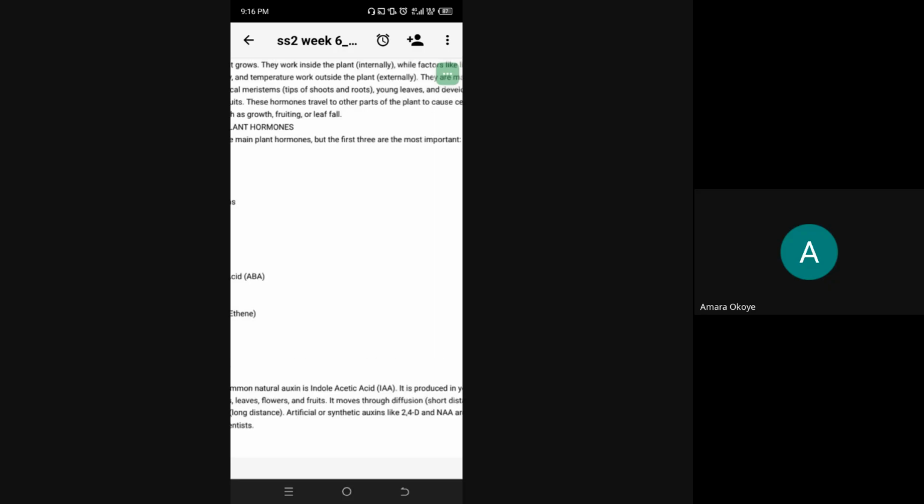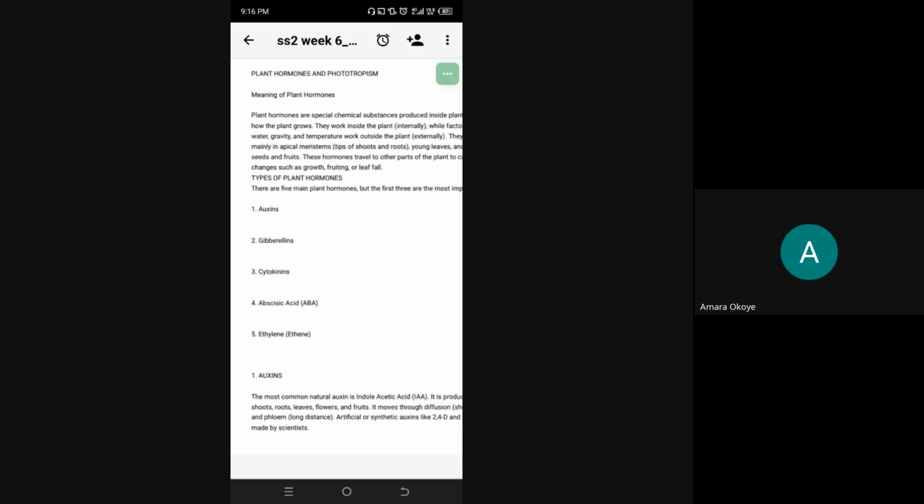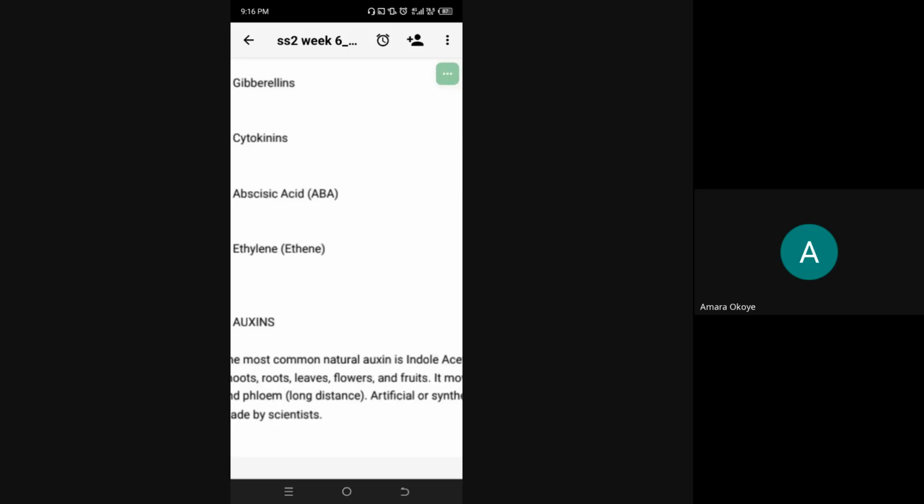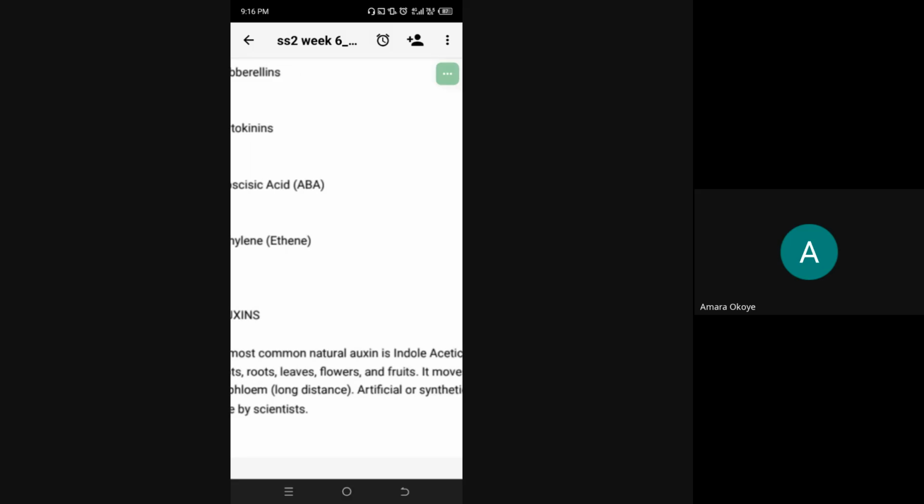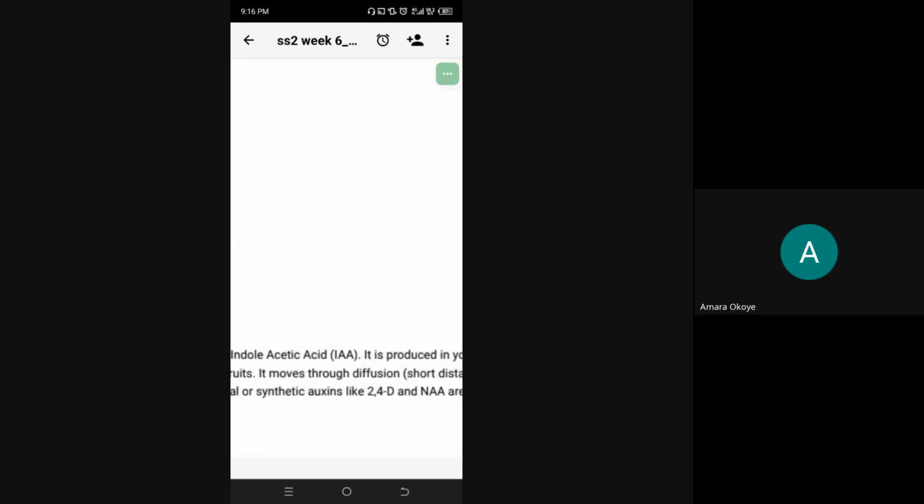It is produced in young shoots, roots, leaves, flowers, and fruits. That's where this auxin is produced. It moves through diffusion over a short distance. Whenever hormones want to channel substances in plants, they move short distances via diffusion, which is the movement of molecules from a region of high concentration to a region of low concentration. Do you get me? Yes, sir.